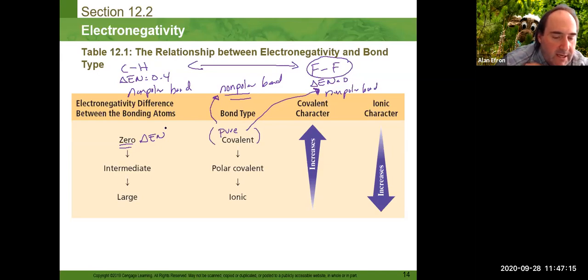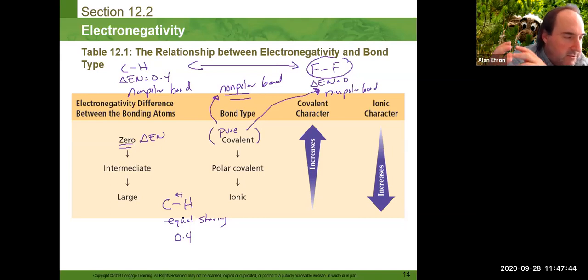Although carbon and hydrogen is also considered equal sharing, it really is not in reality. In reality, the carbon is a little bit more electronegative than the hydrogen, and there is that 0.4 difference. People consider that up to a 0.4 difference, even though technically it is not perfect equal sharing of electrons, is close enough to be considered equal sharing of electrons.